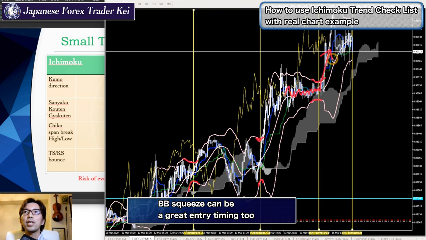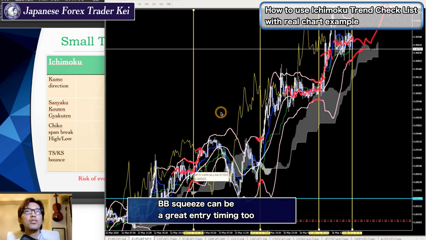So right now, the market is charging its energy, and that's why the Bollinger Bands have been squeezing. When it squeezes enough, I think this is still too wide, but when it squeezes more, then it might break upwards, is the view right now. So this is one way to use Bollinger Bands to take trades, by focusing on this squeeze.